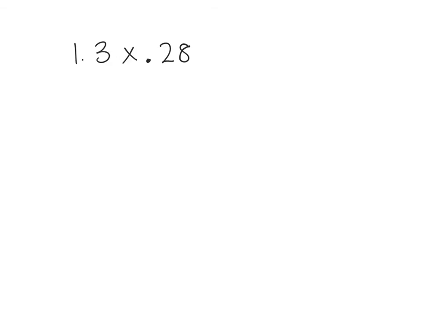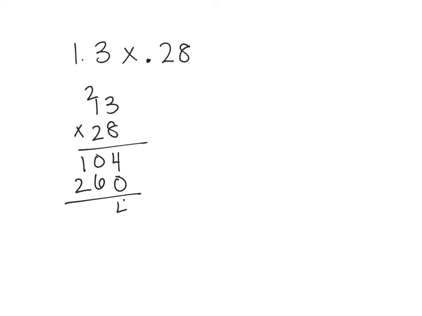All right, so looking at one more example, I can multiply these two numbers together as if they were whole numbers. So 13 times 28, using any strategy that you like. I'm going to use the traditional method, so I'll do 8 times 3 is 24. 8 times 1 plus 2 is 10. I need a placeholder before I do 2 times 3 is 6, and 2 times 1 is 2. Add them together, and I get 364.